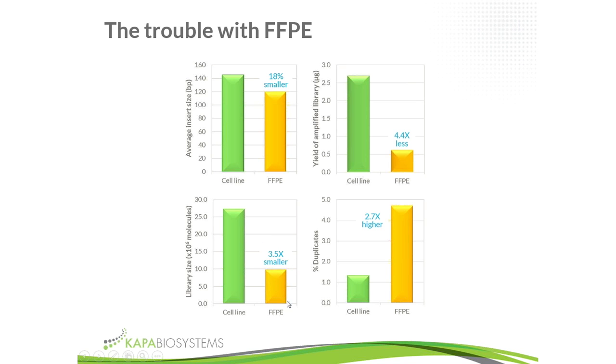Library diversity is definitely affected as well. So in this case, 3.5 times less unique molecules in FFPE libraries than the libraries prepared from the higher quality DNA. And then something that's associated with this is duplication rate. So I think this is the nightmare with FFPE library construction, high duplication rate. In this specific experiment, almost 3 times higher than for cell line DNA.